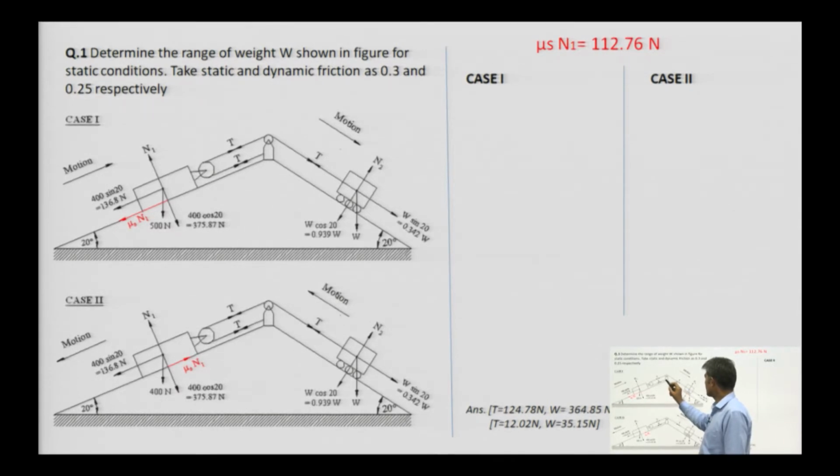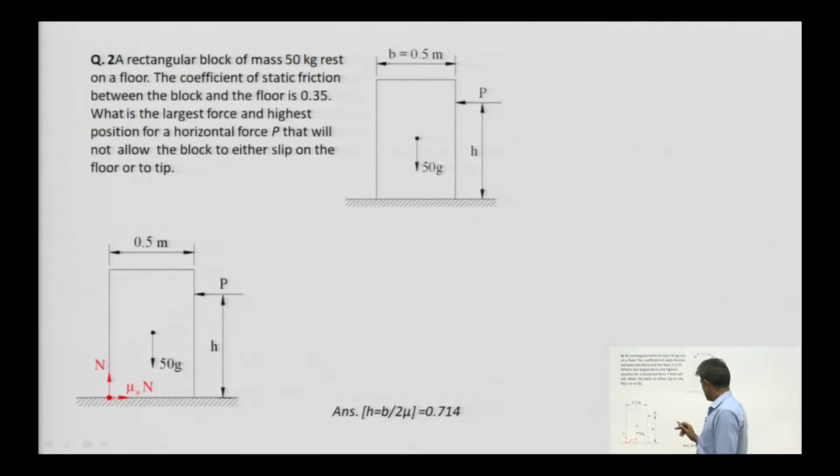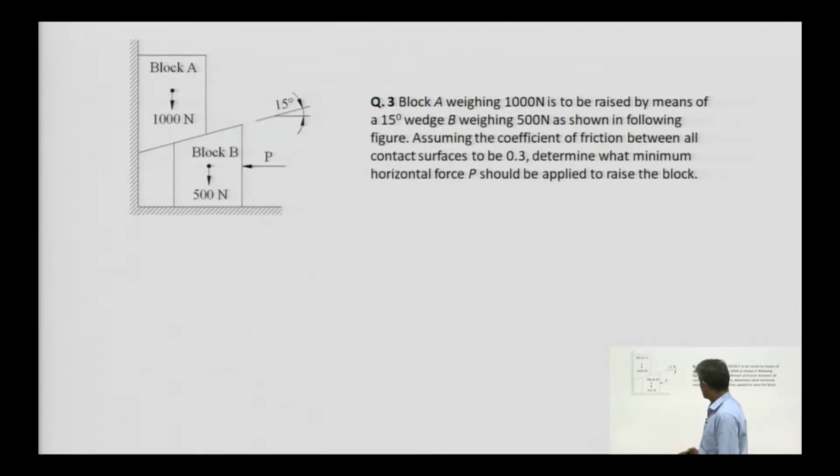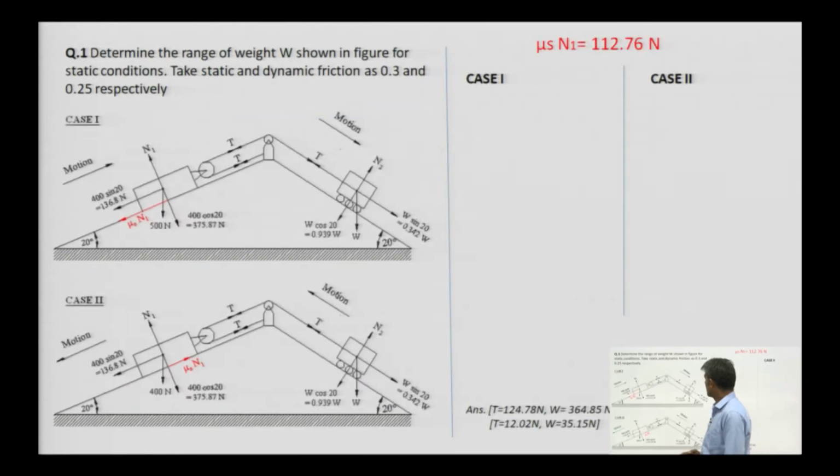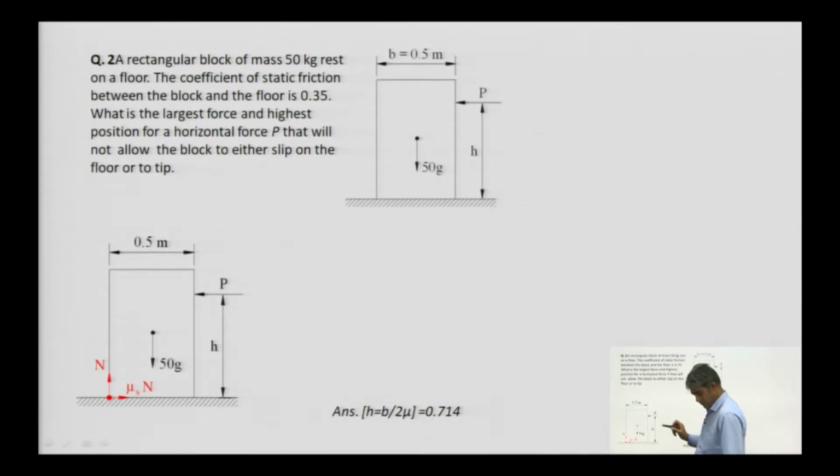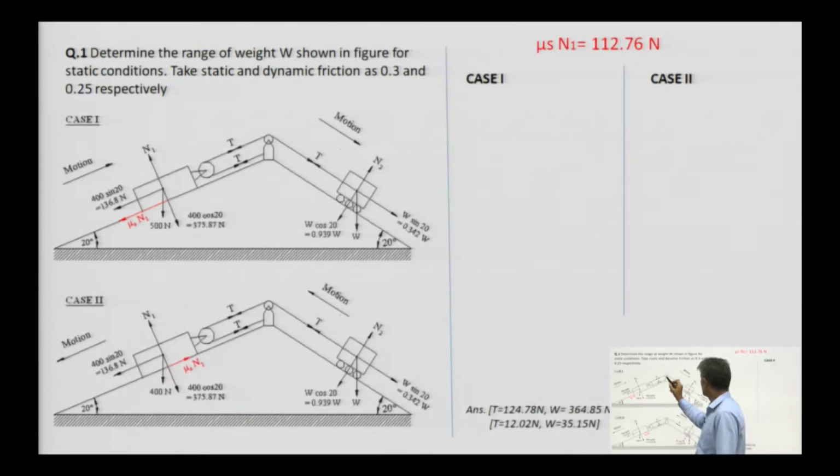A cable is passing through this pulley, and that string is attached to this block. In this block there is a roller support, an arrangement of rollers.